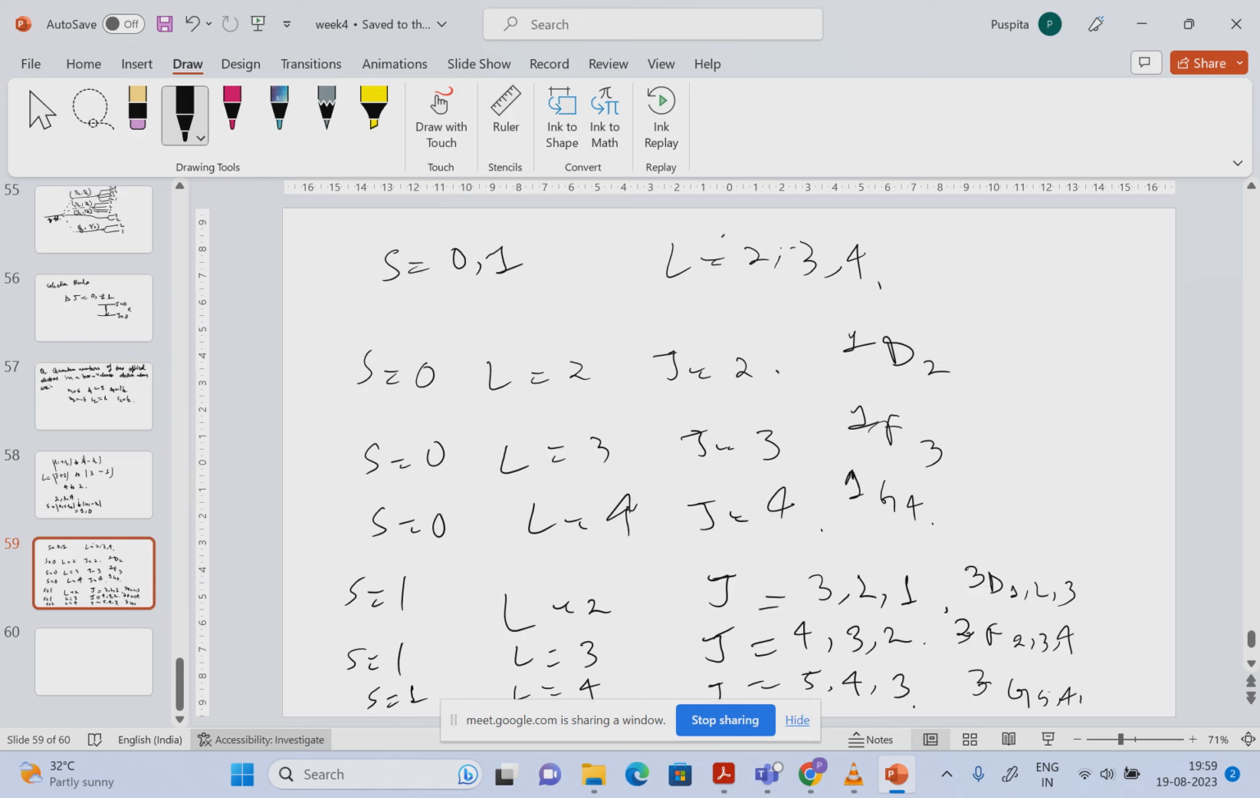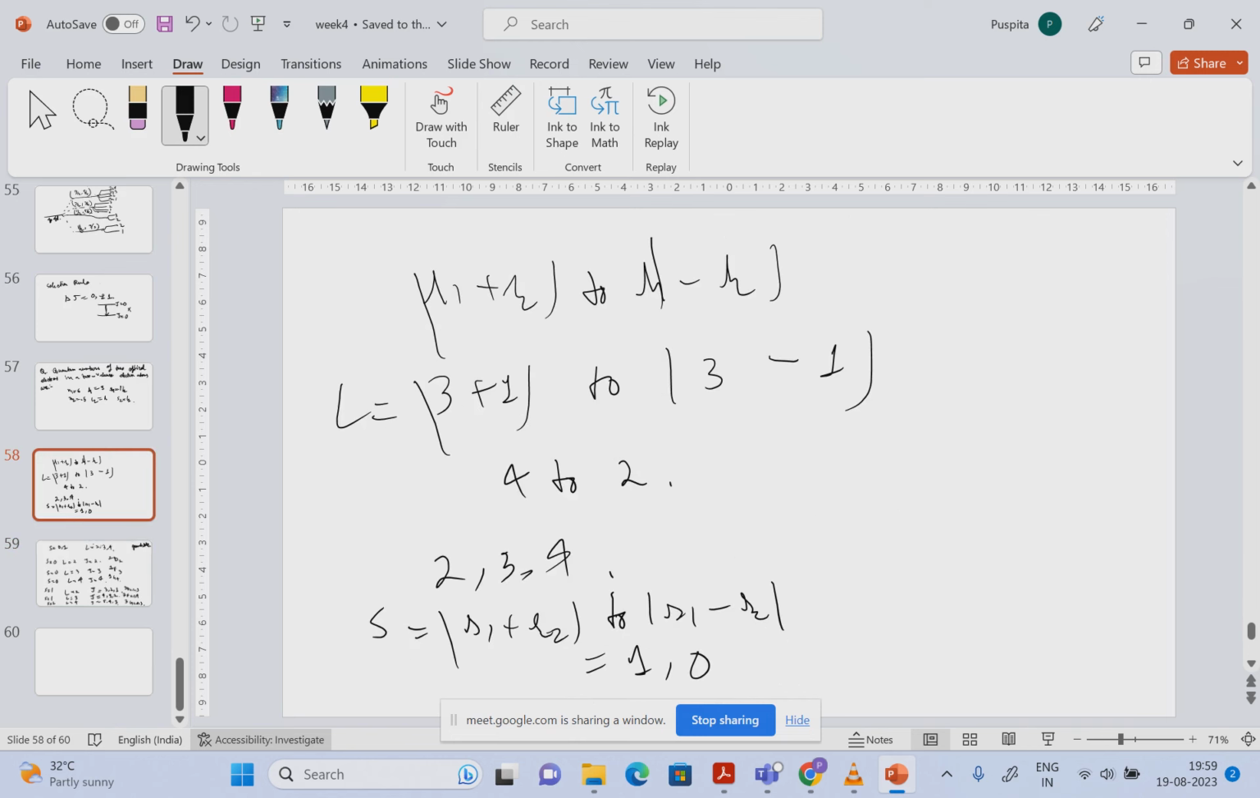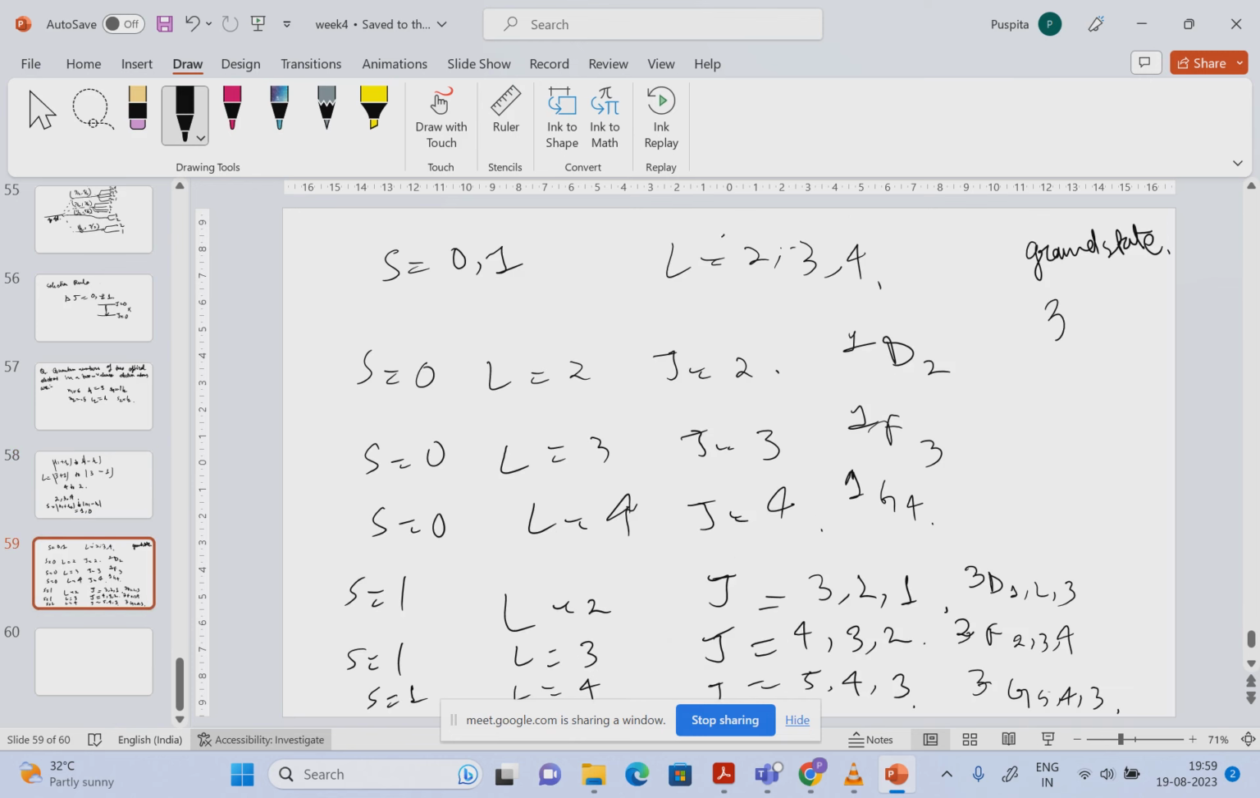And 3G 5, 4, 3. And here a question can come: what is the ground state? First the multiplicity will be the highest, and L will be the highest, then J will be the lowest. So 3G3 will be the lowest term, the ground state. That is the answer.